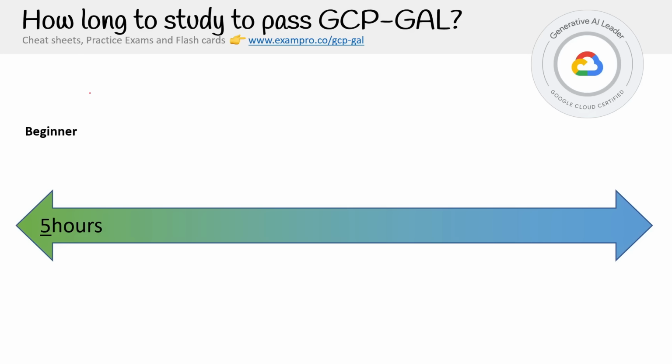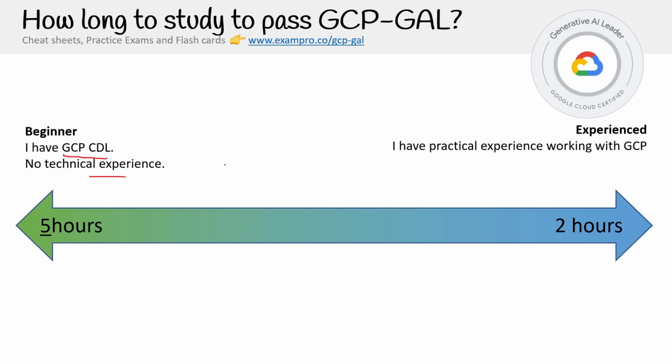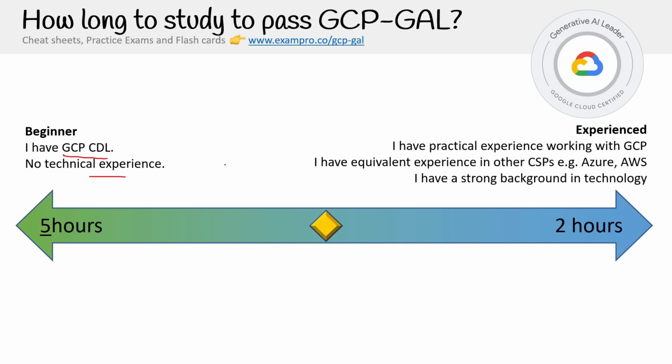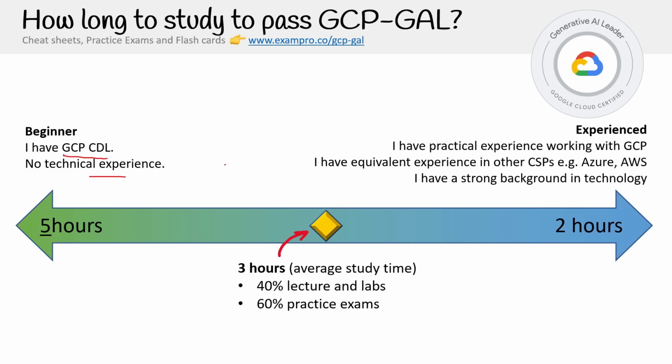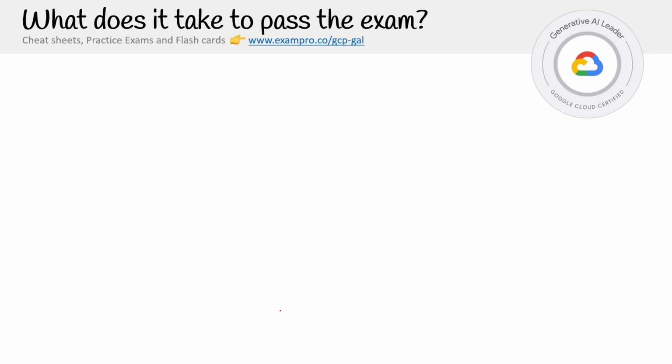How long to study? Five hours if you're a beginner. Again, I recommend that GCP CDL there, and you can do it with no technical experience. If you are experienced, it's going to be a very easy course to complete, maybe two hours. I'd probably set this at three hours in the middle. I'm saying 40% lectures and labs and 60% practice exams. I rarely go this heavy. Usually I do this when we're talking about professional certifications, but because there's not a lot of lecture and lab content, you do need to spend more time on the practice exams. Not that they're hard, but we'll talk about why in just a moment.